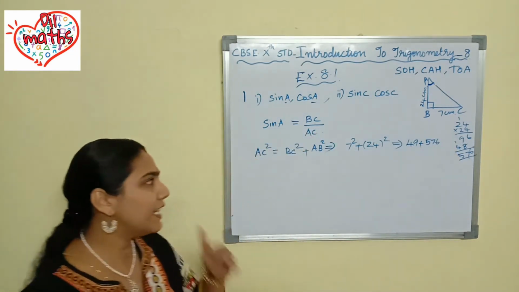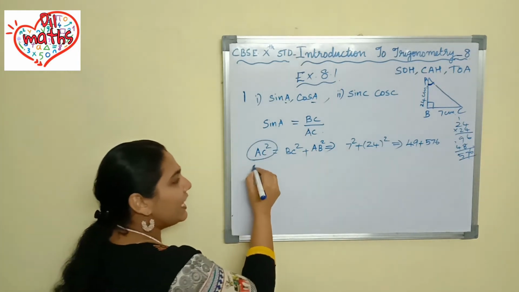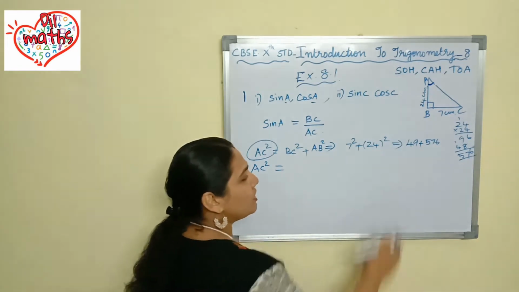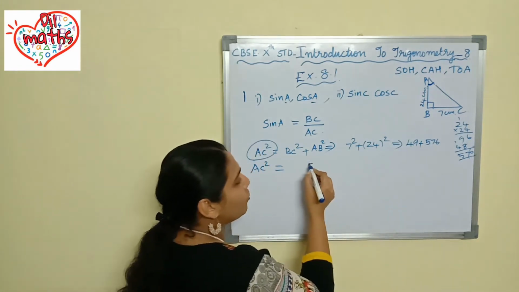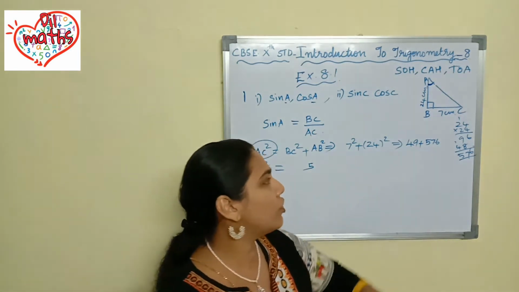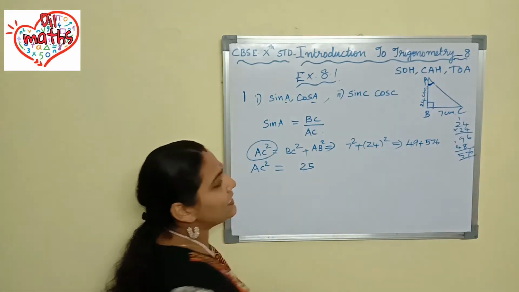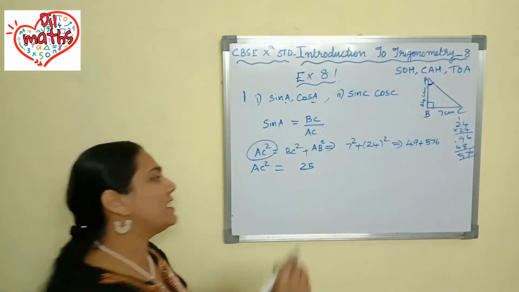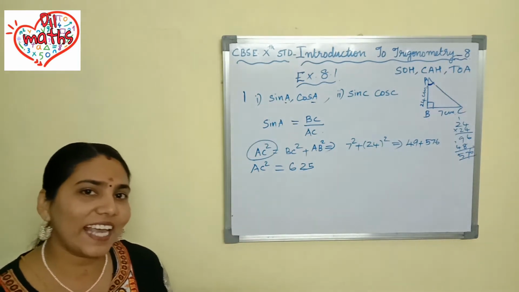If you are adding that, what will you get? So we are getting AC square here. AC square is equal to 49 plus 576. 9 plus 6 is 15, 1 is carrying forward. 4 plus 1 is 5, 5 plus 7 is 12, 1 is again carried forward into the hundreds place. 5 plus 1 is 6. 625 you will get as AC square.